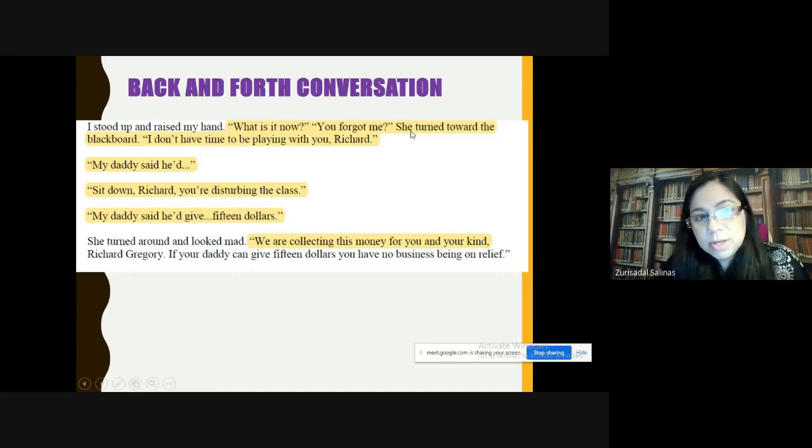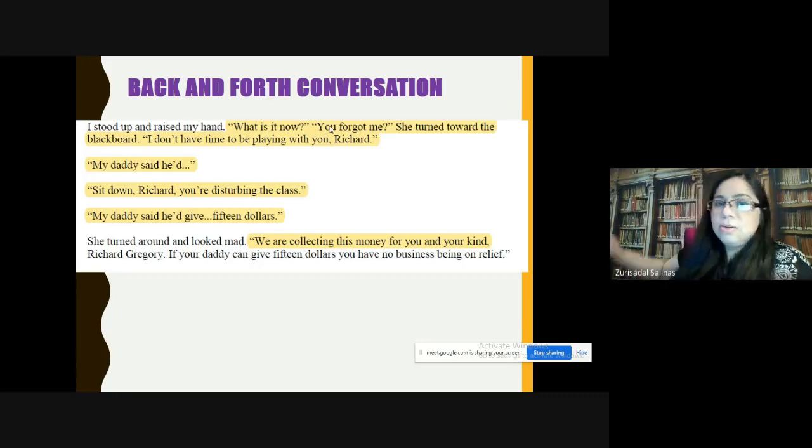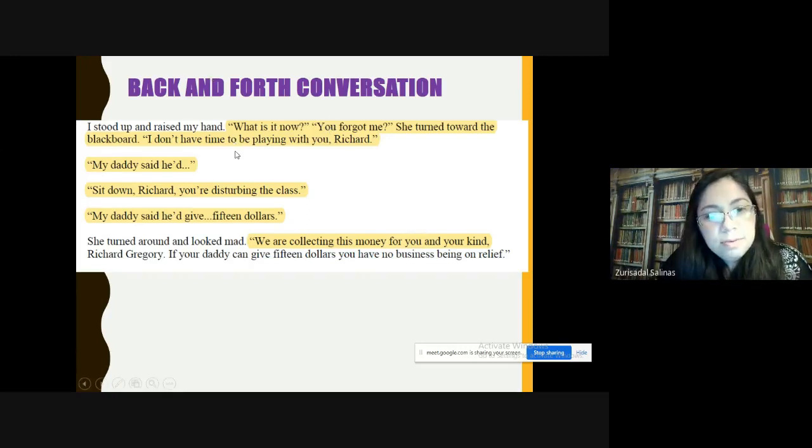It becomes really important because it tells us the attitude the teacher had. It's like when you're in class and you're talking and the teacher just turns around and continues what she's doing. Turns around and starts writing on the board. It shows no interest. The teacher is not interested or is ready to move on. And here we know that she's not interested. I don't have time to be playing with you, Richard. Right? So completely uninterested. Then notice how the author sets the rest of the conversation in new paragraphs.